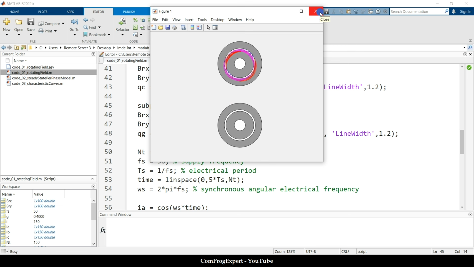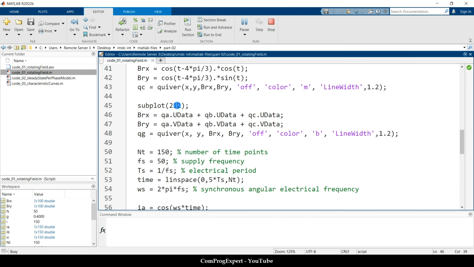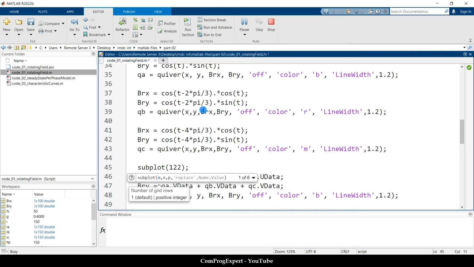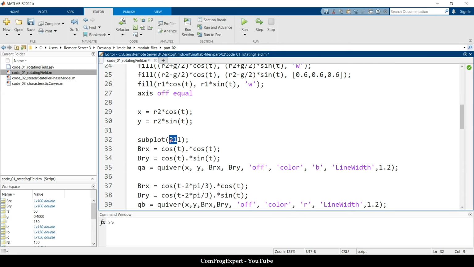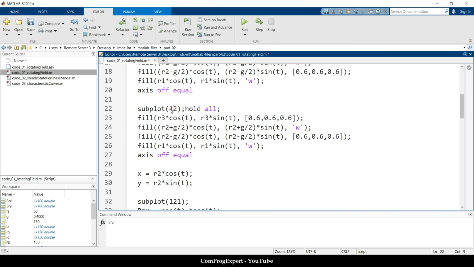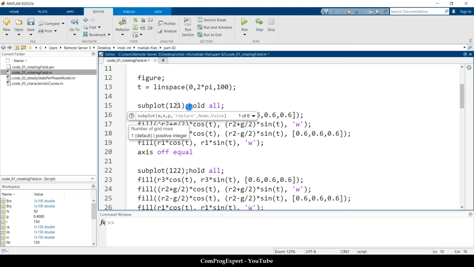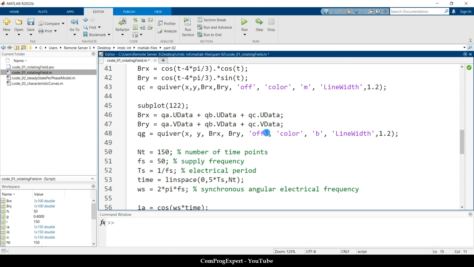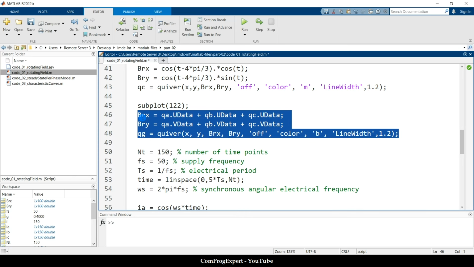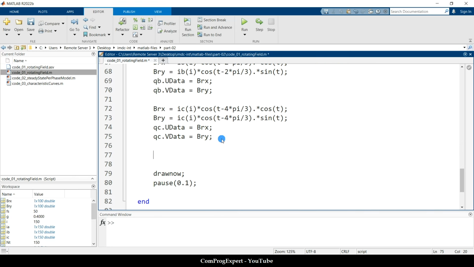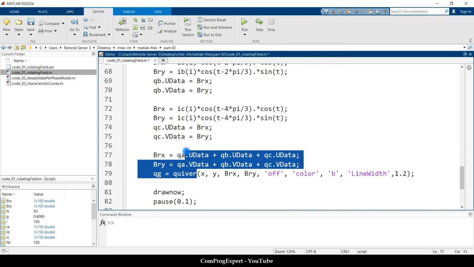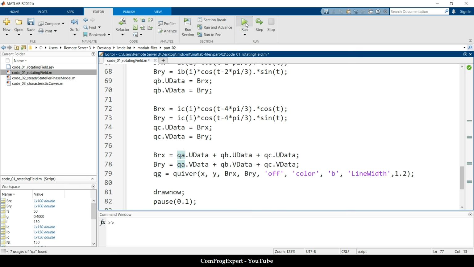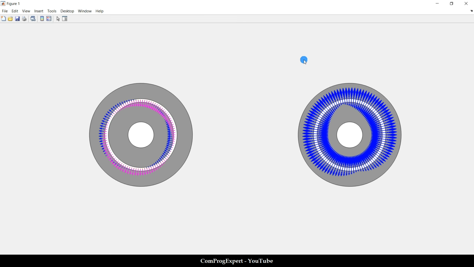Yes, I want to generate the field for all times. So how can I do that? Let me use 1 2 instead of 2 1. So 1 2. This is better. So at each instance of the time, we can also update this quiver plot. Yes, that's all. So if I run this M file, as you can see, we have these figures.